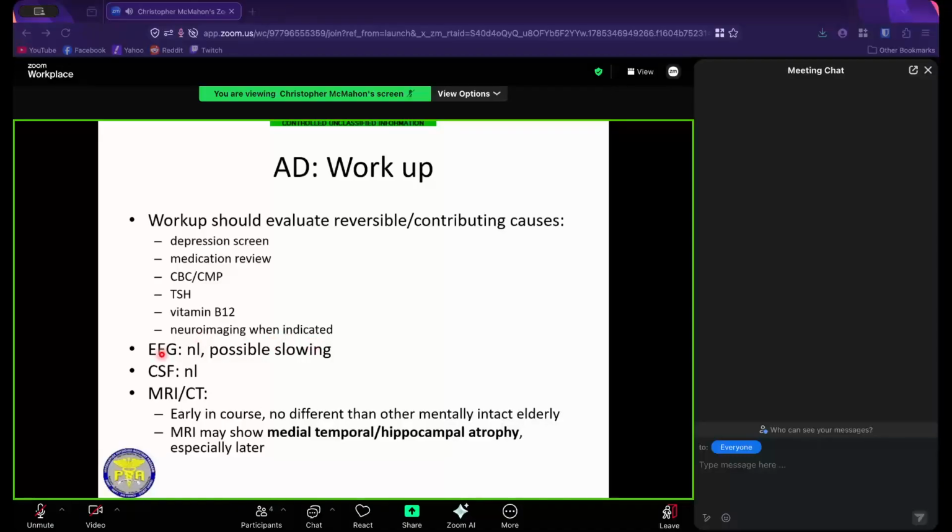Don't be afraid to get an MRI. You may see some medial temporal and some hippocampal atrophy. Typically, we see the brain getting smaller and smaller as we age because things aren't quite feeding right anymore. That's one of the very hallmark findings I'm going to see in Alzheimer's disease for an MRI.